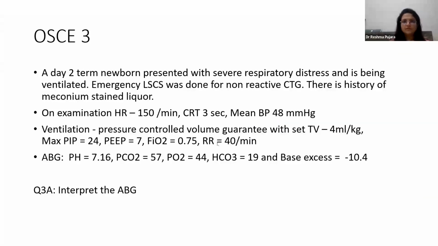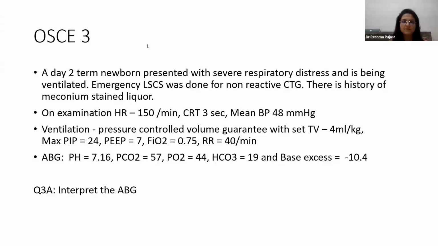Now let's do this one, the third OSCE. So you have a 2-day-old term baby who presented with severe respiratory distress and is being ventilated. Emergency CS was done for a non-reactive CTG, and there is a history of meconium-stained liquor. On examination, the baby's heart rate is 150 per minute, capillary refill time of 3 seconds, mean blood pressure of 48 millimeters of mercury.